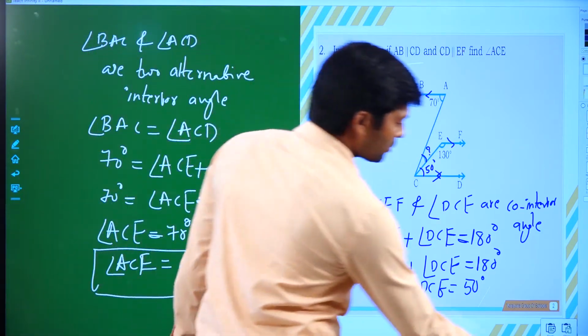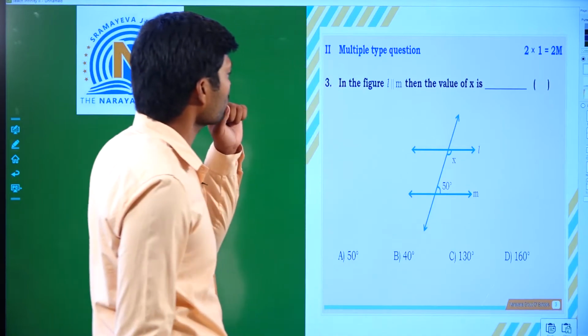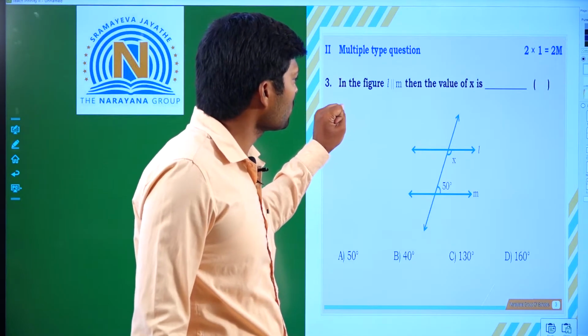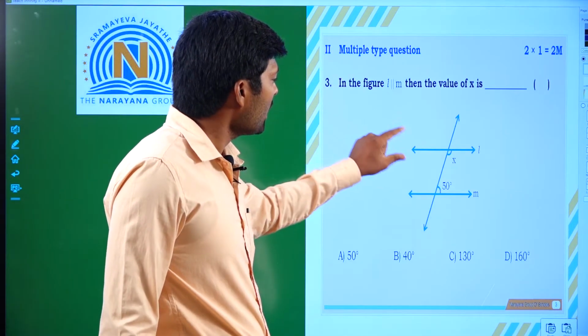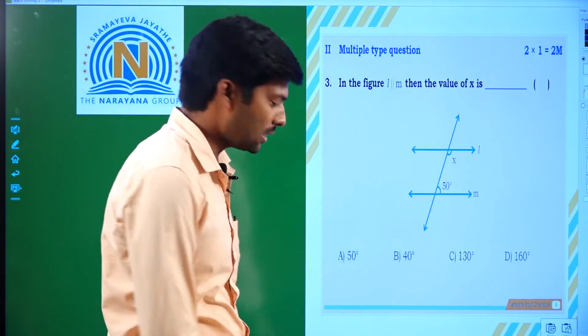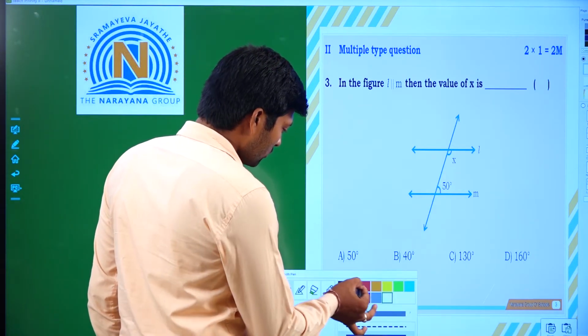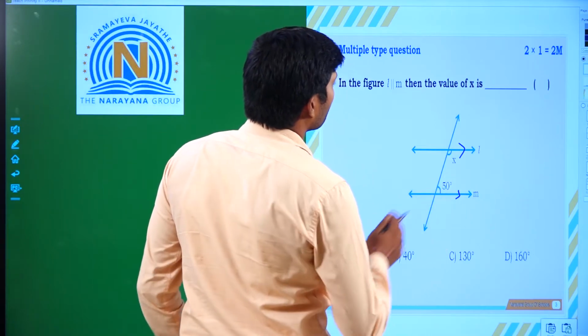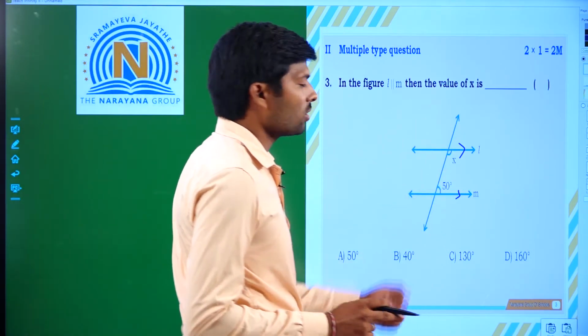So let's go for the next question. It is a multiple choice type question. The first question is, in the figure, L and M are both parallel to each other. Then the value of x is equal to how much?